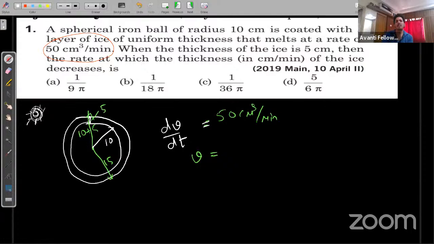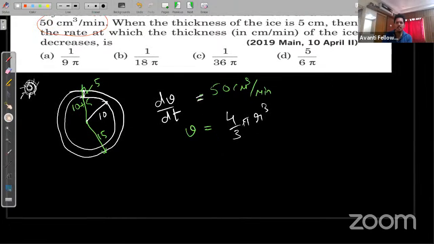What is the volume of the sphere here? It's 4/3 pi r cube. Now tell me, what is dV by dt?